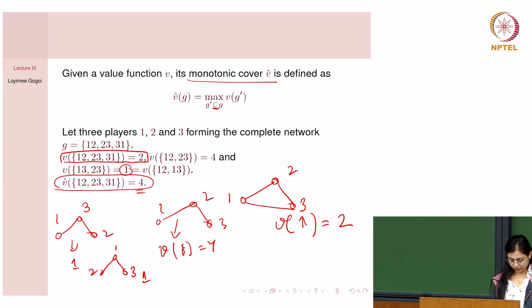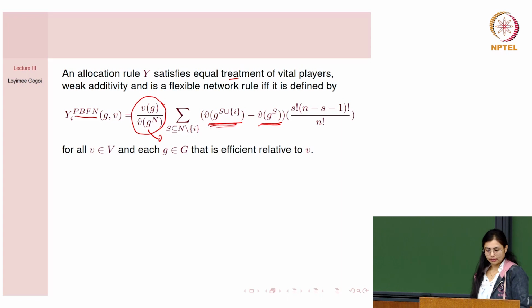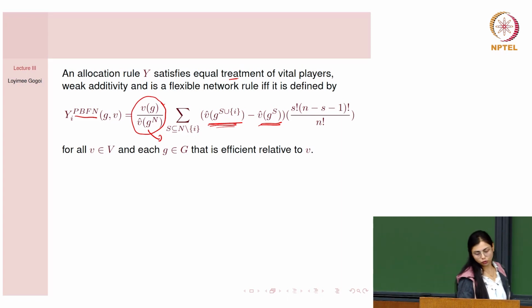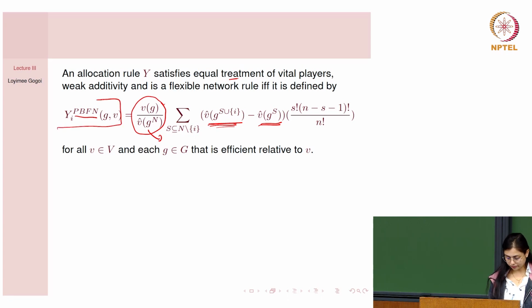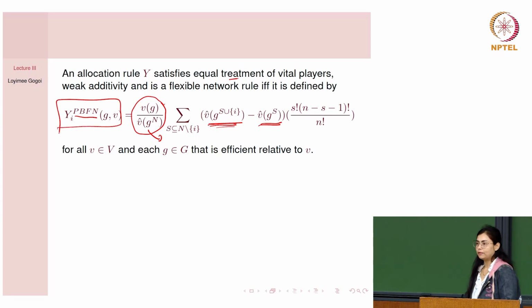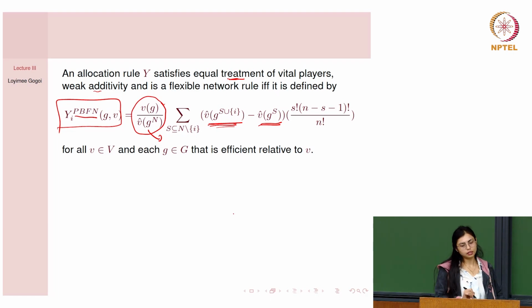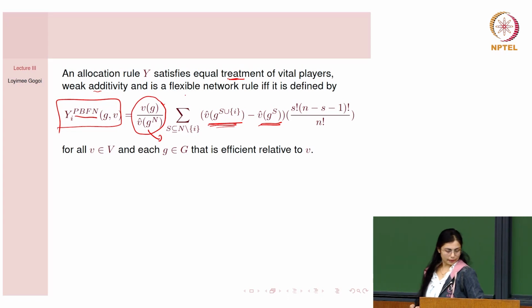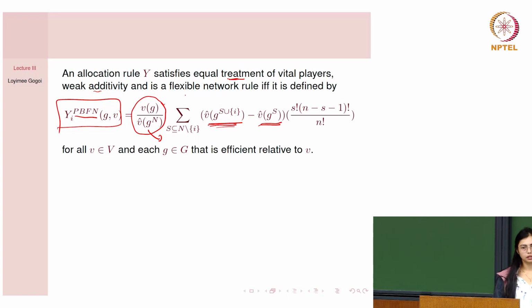This is how the monotonic cover is defined. Any question? So for this kind of allocation rule, we have a different set of axioms. The first is equal treatment of vital players, and weak additivity. These are two axioms that were axiomatized.